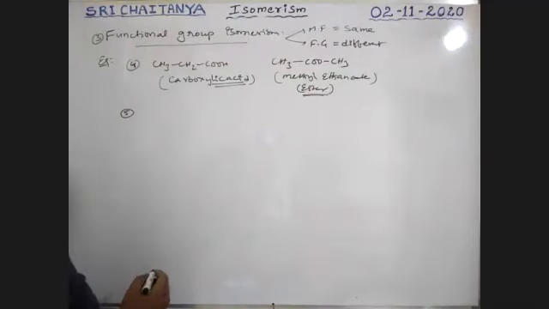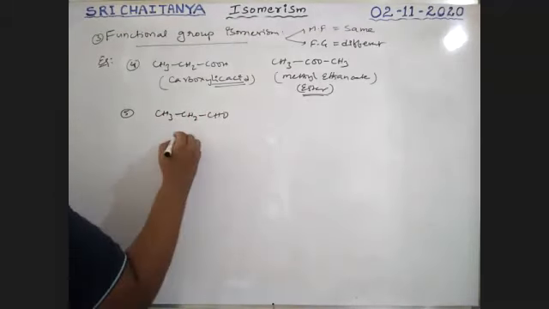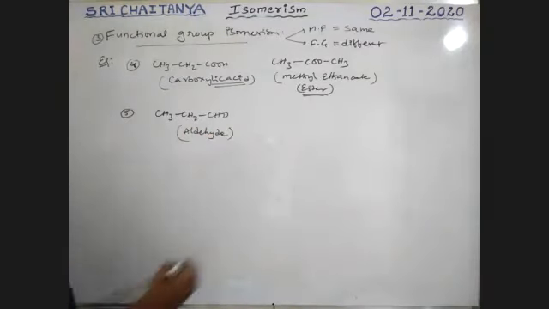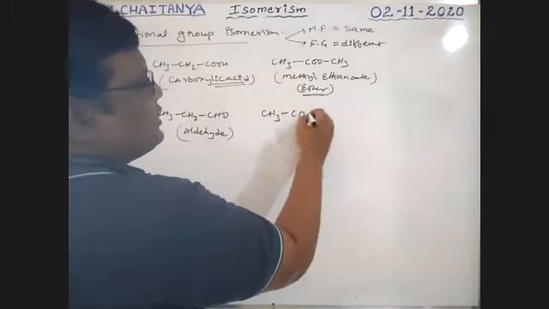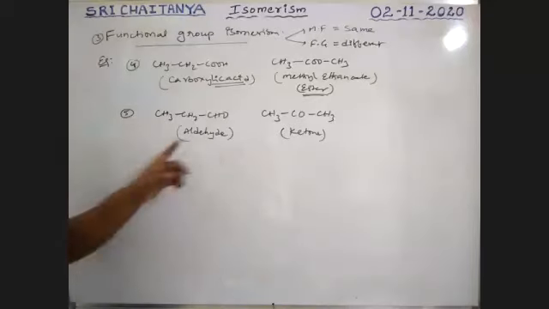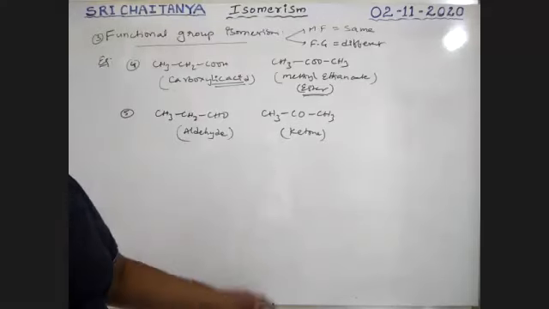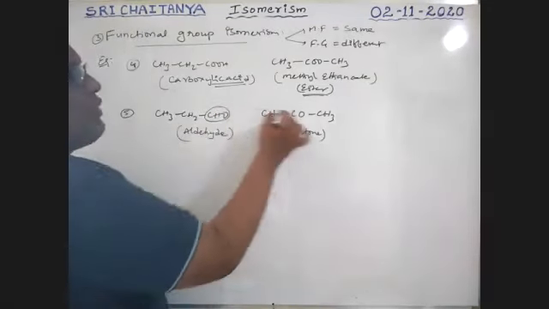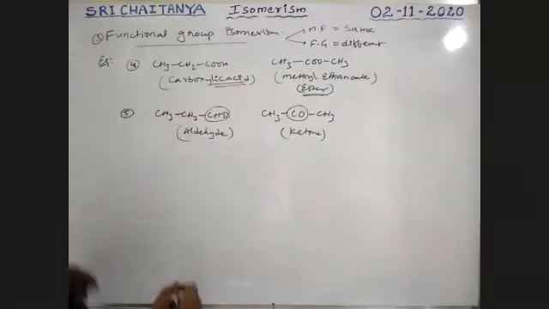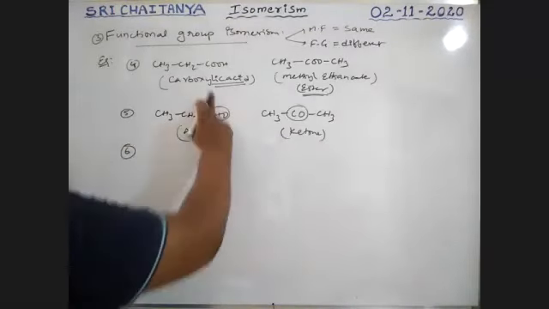Next. CH3CH2CHO is an aldehyde. I am writing another compound with the same formula: CH3COCH3, a ketone. Aldehydes are converted into ketones, and ketones are converted into aldehydes. Aldehydes and ketones are functional isomers because here the functional group is aldehyde and here the functional group is ketone. Only interconversion between these two is possible, and no other is coming out.